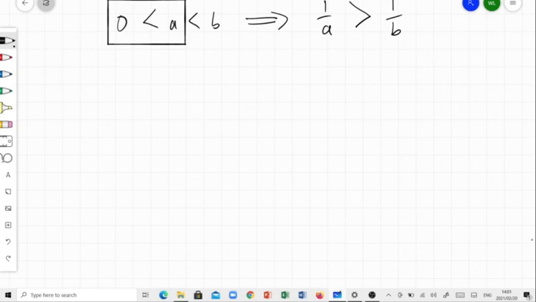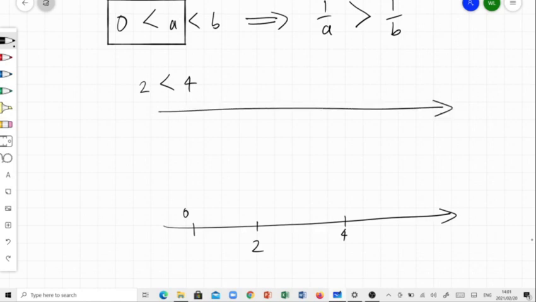Let me explain that with concrete numbers. Let's say 2 is dominated by 4. In other words, 4 lies more to the right of 0 than 2. It's further away from the origin. That's why it lies more to the right of 2. Now, when I do the inverse operation, 2 will map into a half, which is something like here.